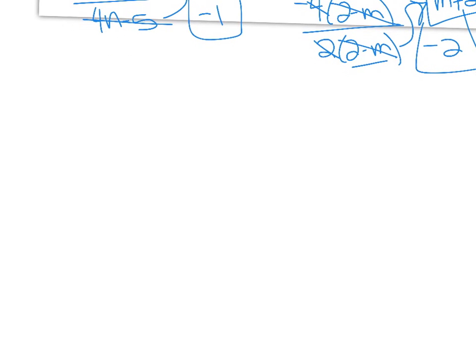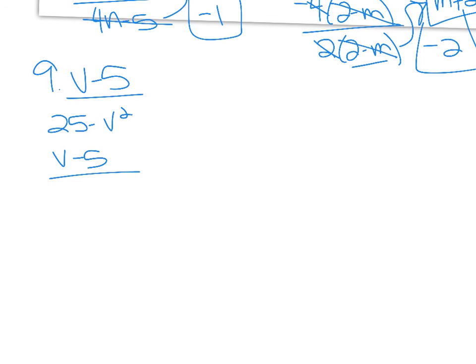Okay, let's try a few more of these ones. Number 9, so I have (v minus 5) over (25 minus v squared). Okay, we'll leave the numerator the same. I can't do anything with that. But in my denominator, I've got a difference of squares. So I'm asking myself, what squared gives me 25? What squared gives me v squared? Well, 5 squared gives me 25. v squared gives me v squared. So we're going to take (5 plus v) times (5 minus v).